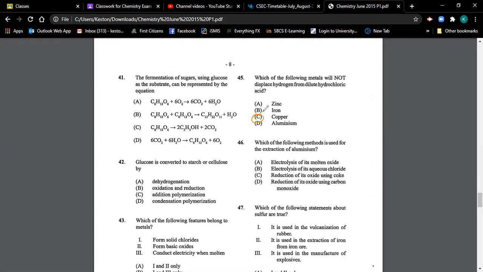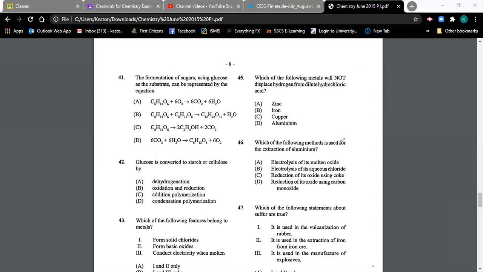Very good. 46. Which of the following methods is used for the extraction of aluminum? Plenty of energy. A lot of energy. It's the correct one for this. It is not reduced. And we have to use a molten oxide. Yep, very good, Cristiano. A, electrolysis of its molten oxide.